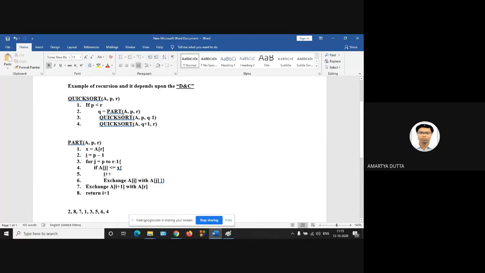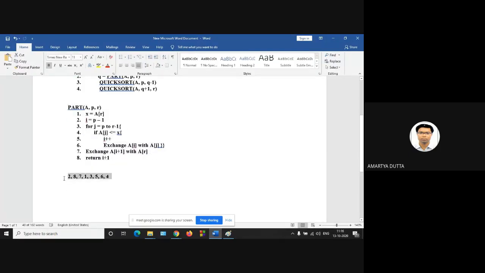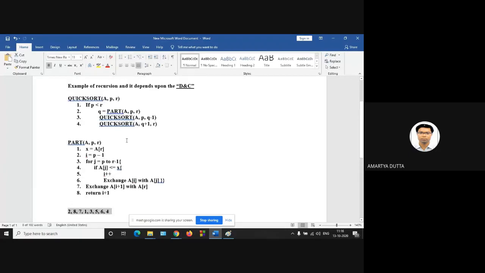In your exam, you have to explain the quick sort algorithm with the help of an example. First of all, you have to write the quick sort function, and inside the quick sort function, there will be a partition function. After the partition function, you can take your own array, and using these two functions, you have to solve the whole array.